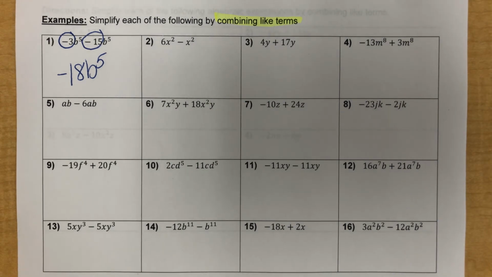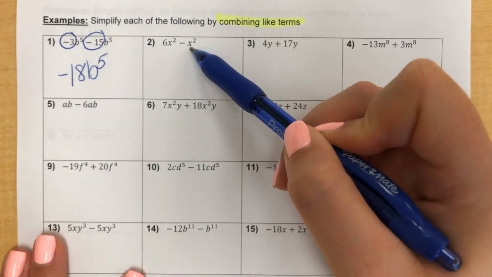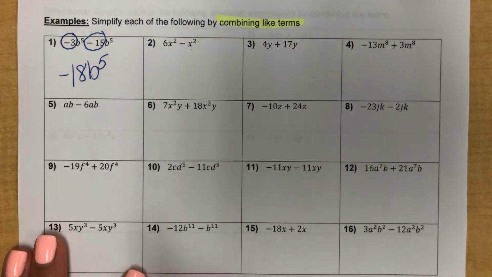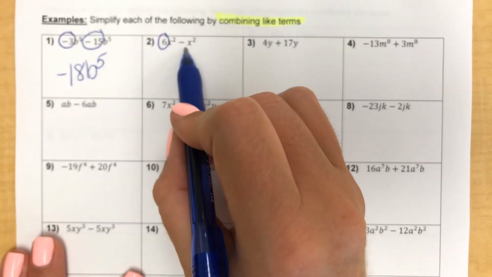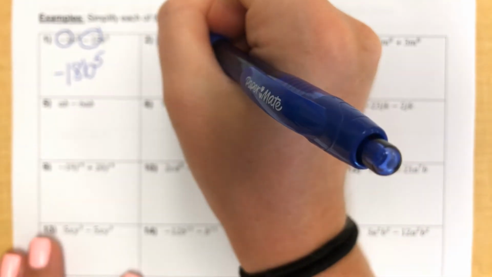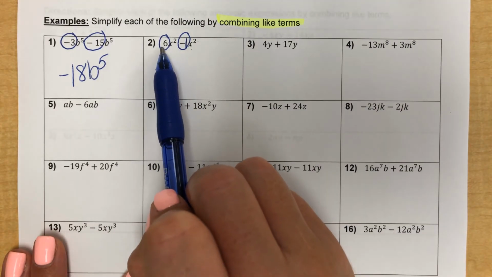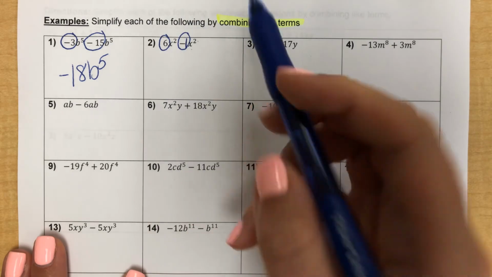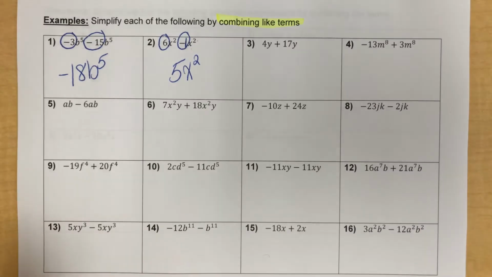Let's try one more. Let's do number 2. So number 2, first step, are these like terms? Well, yes, they are. X squared, so I'm good to go. So I can see here that my coefficient is a +6. Here, don't forget, it's really an invisible 1. So here my coefficient is really a -1. So now that I've identified those coefficients, I'm going to go ahead and combine them. So in the calculator, I would type 6 minus 1. You would get 5. And then I keep my variable and exponent the same.